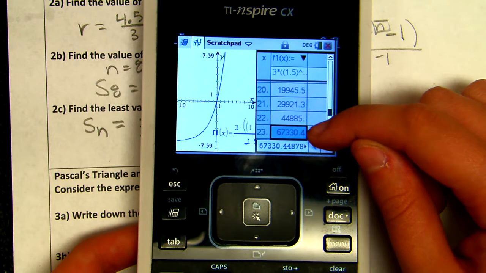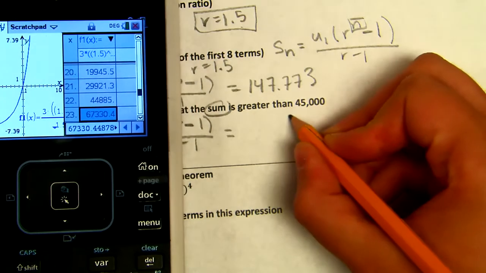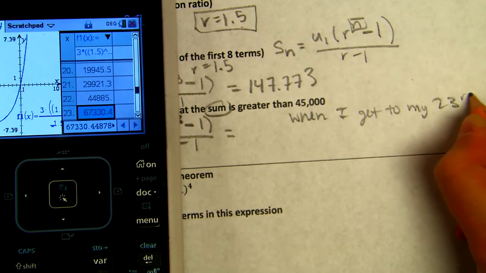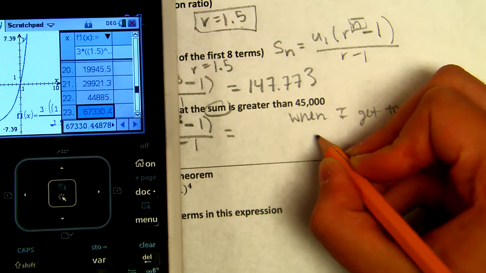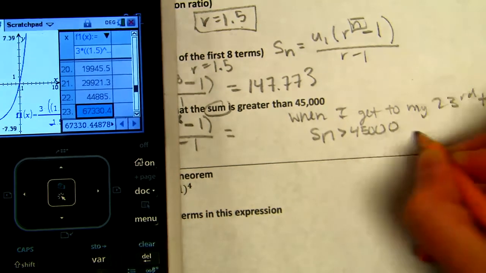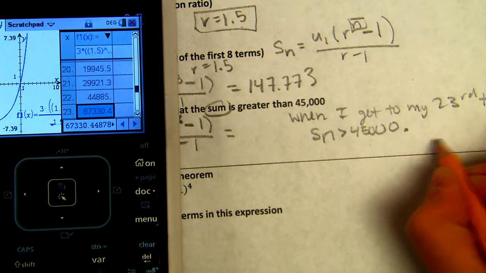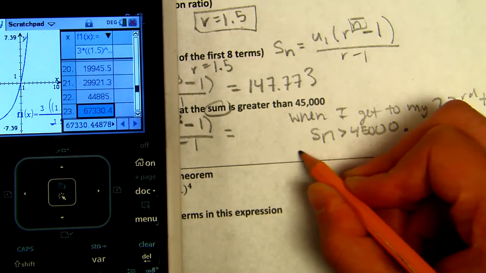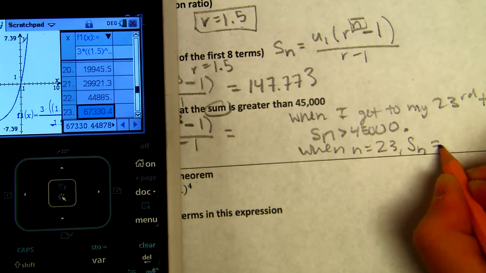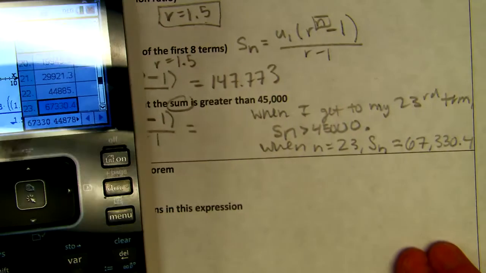67,330.4 is greater than 45,000. So what I'm going to write on my paper is that when I get to my 23rd term, the sum of the first n numbers is greater than 45,000. So then I'm going to say, how do I want to write this? I would say that my 23rd term, when n equals 23, the sum of n is 67,334.4. So you can really write it any way you can.